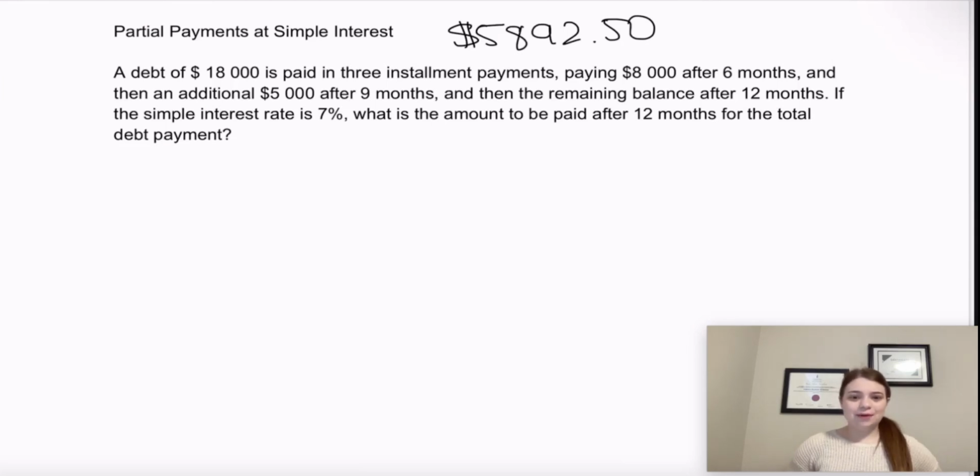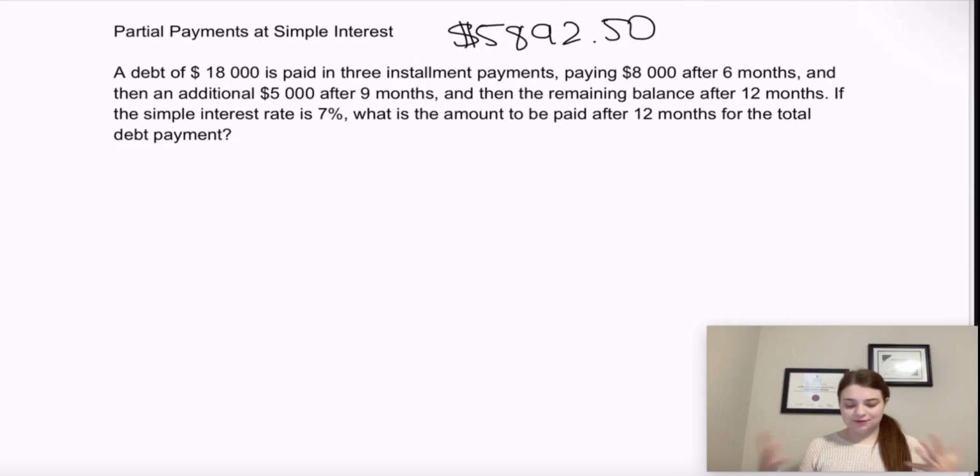But let's get into how we would do this using the American approach. So, to recap, what's the question? The question says that a debt of $18,000 is paid in three installments, paying $8,000 after 6 months, then an additional $5,000 after 9 months, and then the remaining balance, which we earlier, by using the commercial method, figured out was $5,892.50 after 12 months. If the simple interest rate is 7%, what is the amount to be paid after 12 months for the total debt payment?